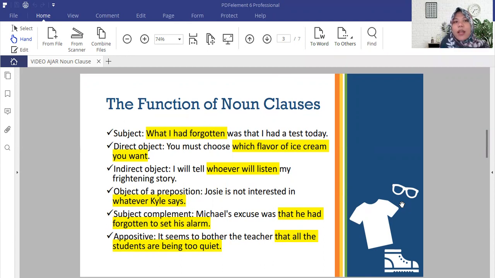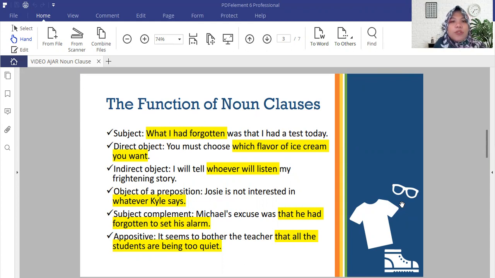So the functions of noun clause, here I talk about 1, 2, 3, 4, 5, 6. 6 functions of the noun clause. So the first one, when the noun clause becomes the subject of the sentence. What I had forgotten was that I had a test today. So what I had forgotten here, the noun clause becomes the subject of the sentence.